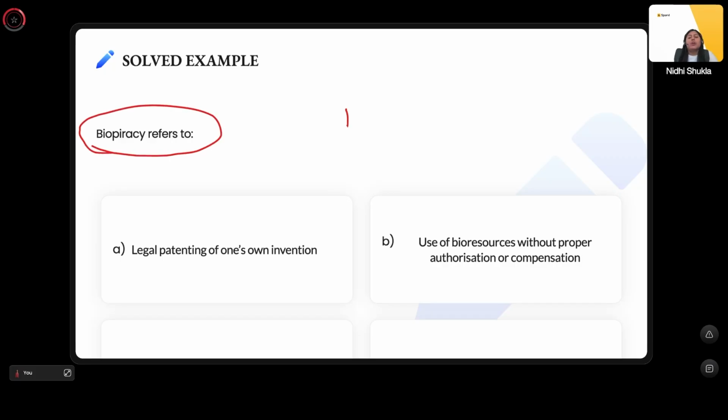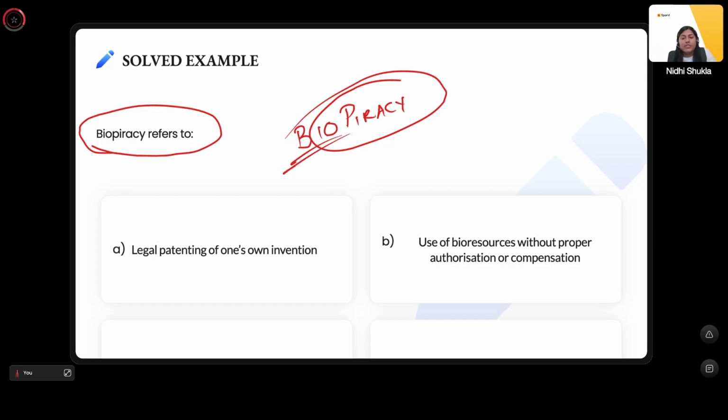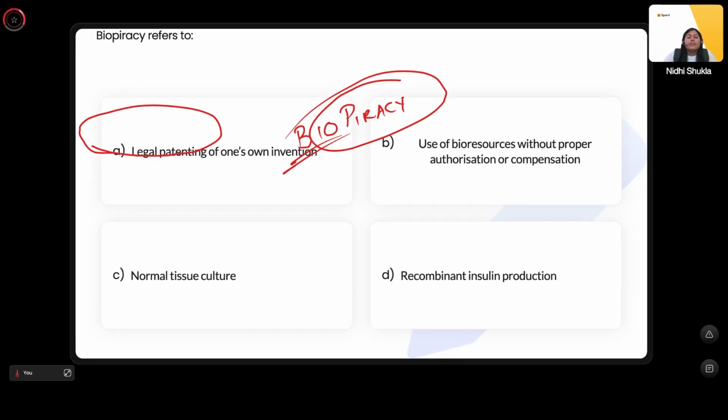Biopiracy refers to. You already know the meaning of the word piracy. Piracy is basically unauthorized or illegal use of something where you have not taken the permission from the concerned party, the original authors or the original source, and you are using it without their consent, and you are also not giving them the sufficient compensation that they should receive, being the primary owner of this product. Now, this is piracy. And when you add the word bio in front of it, it means the piracy of biological products. So let us look at the definition.